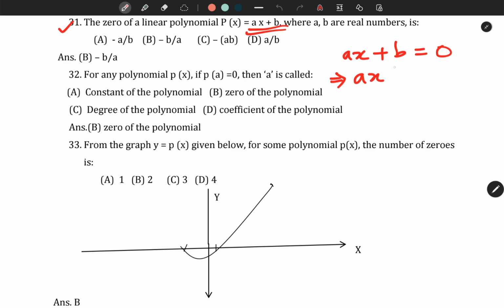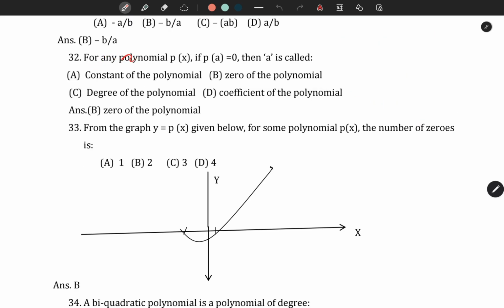So if you keep ax on the left hand side, plus b, you take it to the other side, it will become minus b. Then x will be equal to minus b by a. So this is called the zero of the polynomial. So the correct option here is b, minus b by a.